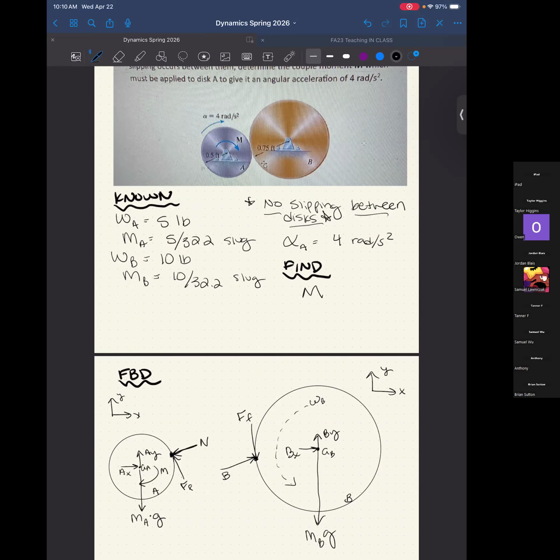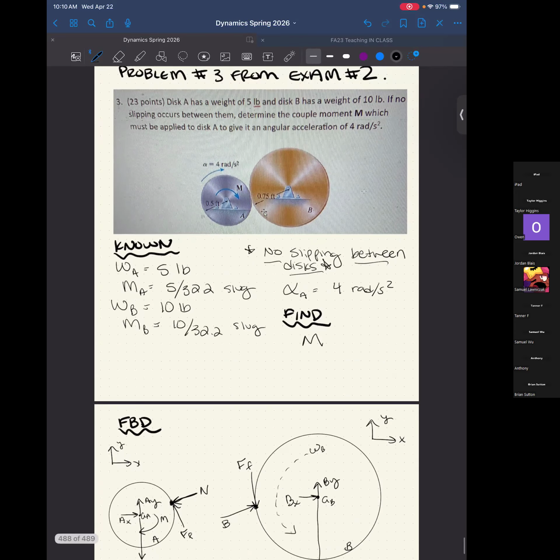Why do you say that? Because you're given forces, you're given acceleration, angular acceleration, so you can do your sum of your moments. Mass moment of inertia, acceleration. Yes.